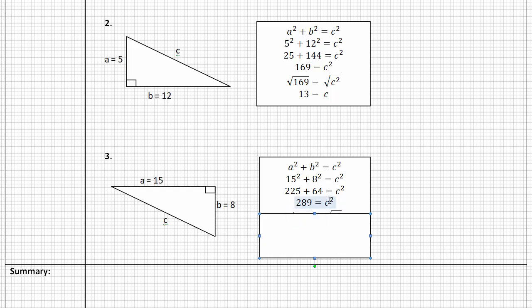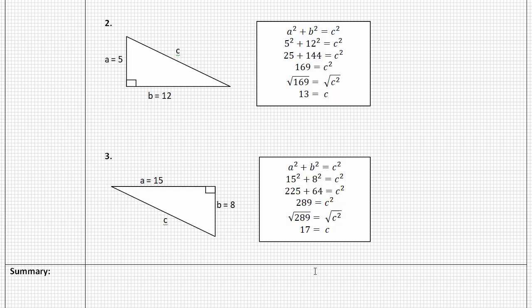To undo that squaring of the value of C and find just the value of C, you need to take the square root of both sides. Again, I'm going to tell you this is a perfect square value. So we take the square root of both sides. The square root of 289 is 17. And 17 equals the value of C. 17 is the length of our hypotenuse right here.